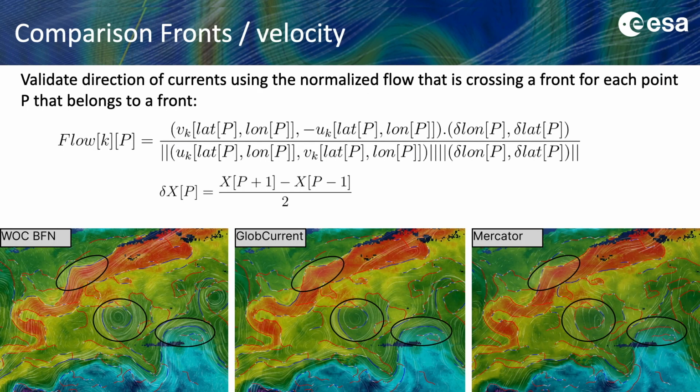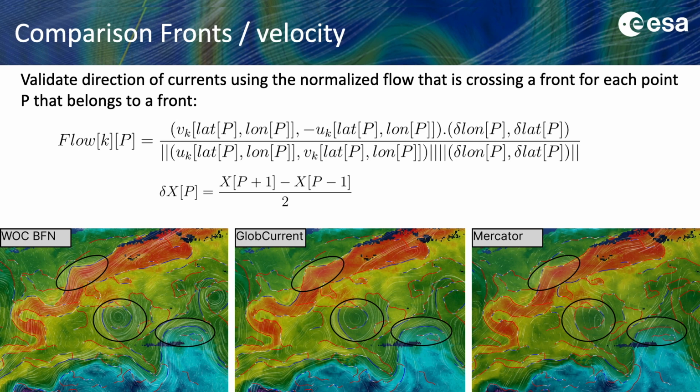Now we will see how we can use this front to compare front and velocity. First, we consider that the tracer front represents a barrier of transport, and that the current should not cross the front. The metric consists of computing the difference of angle between the direction of the front and the direction of the current. The smaller the metric, the better the adequation of the current with the SST observation.